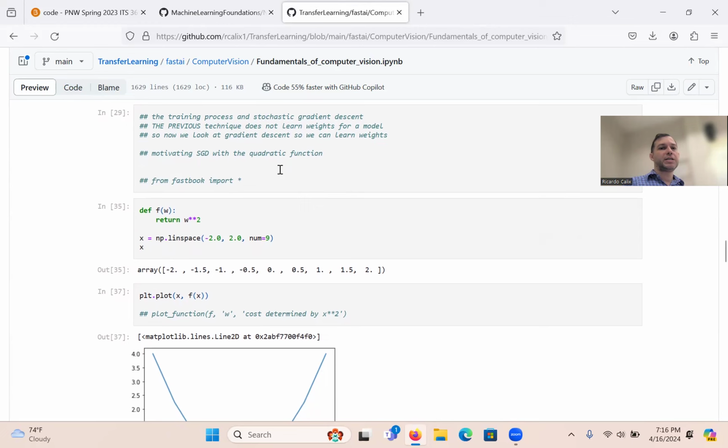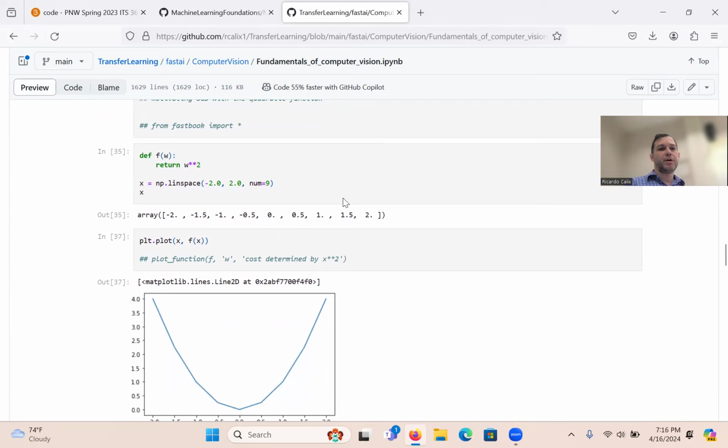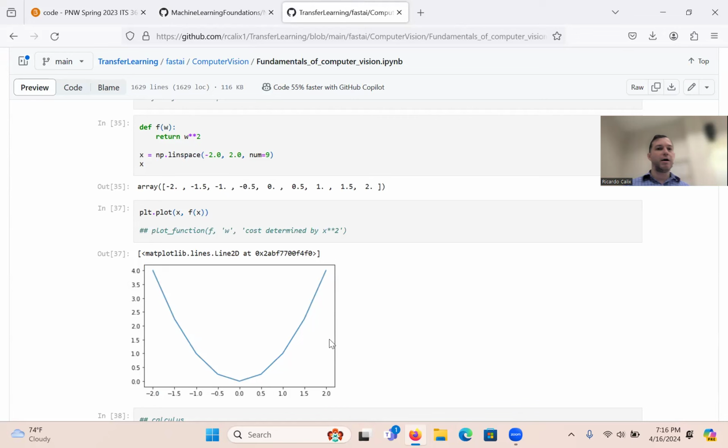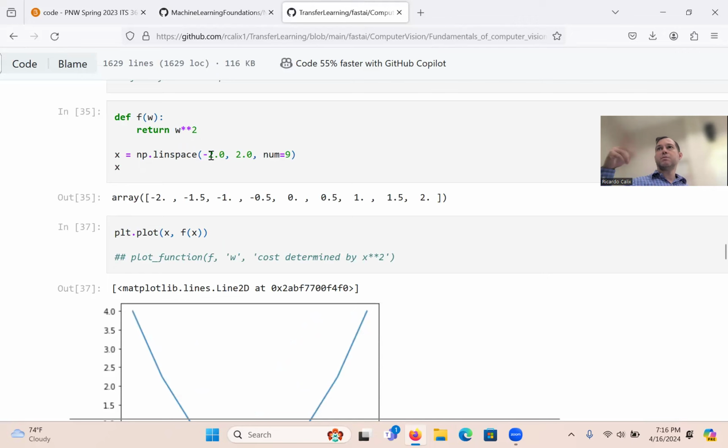Okay, so this is the motivation of the algorithm using the quadratic function. If you remember, the quadratic function looks like that, right? And I have created this function this time around with an actual PyTorch function. So how did I do that? If you notice here, I define a function f that takes in some parameter w. And what do I do to that parameter? I square it. The two asterisks here just mean raising to the power of, right? So squaring it. All right, so that's the function.